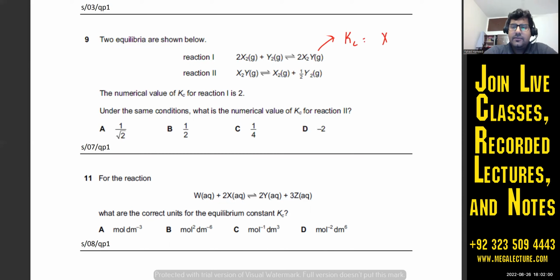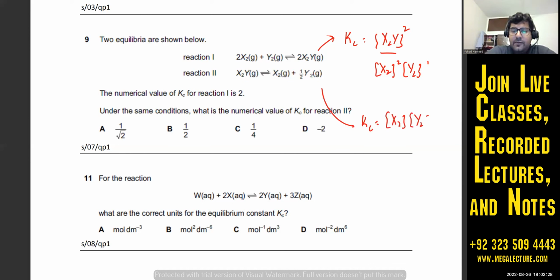It's going to be X2Y squared divided by X2 squared into Y2 power 1. And what's the expression of this one? It's the same Kc expression, products over reactants. It's going to be X2 concentration, Y2 will be power half, the coefficient becomes the power, and at the bottom it's going to be X2Y.